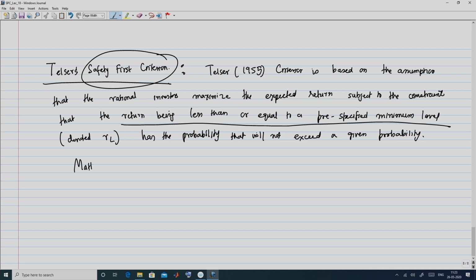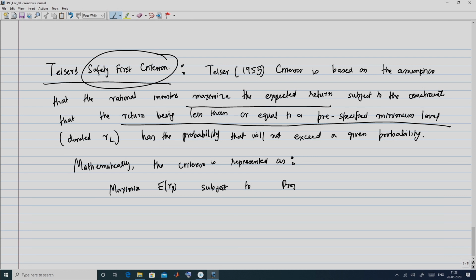So mathematically, how do I present this? The criteria is represented as maximize E of RP. Now, what do we want? We want to maximize the expected return, but we need the condition: subject to the probability that the return RP of the portfolio being less than or equal to RL, this probability does not exceed some predefined given probability of alpha.